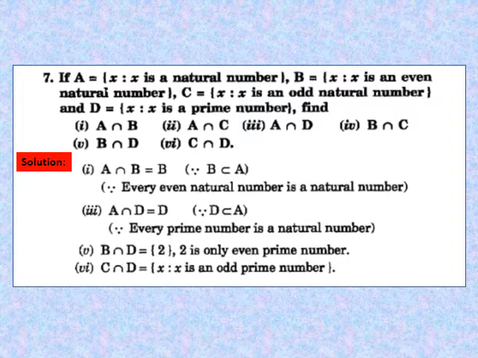Then C intersection D. C is the odd natural numbers and D is the prime numbers. So C intersection D becomes what? {x such that x is an odd prime number}. Odd and prime number. Clear? So pause and note down the solution and solve the other parts.